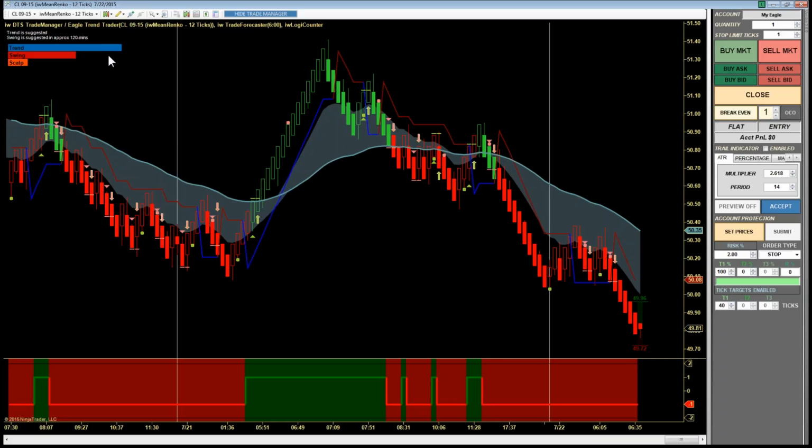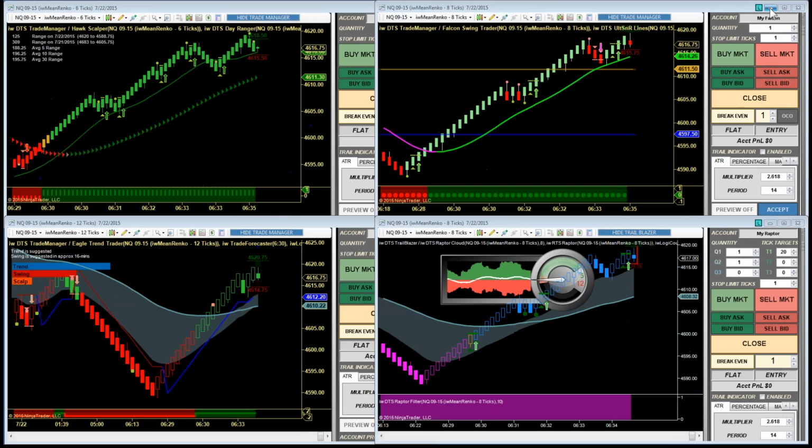Oh, and here the Trade Forecaster. This is an add-on tool, by the way. The Trade Forecaster is predicting a trend for the next 2 hours. Wow. All right, well, we'll see if that develops.